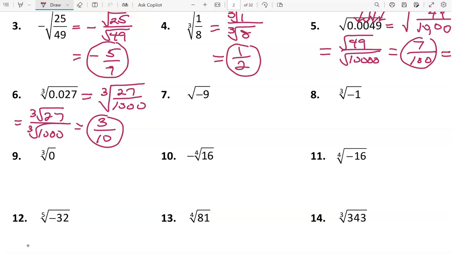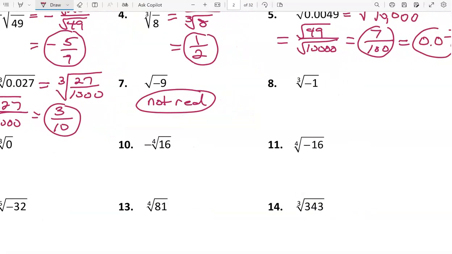In number 7, we have the square root of negative 9. That's the square root of a negative number. An even root of a negative number is not real. Later, we're going to re-express that and give an imaginary result for that. But for now, all we're going to say is not real.